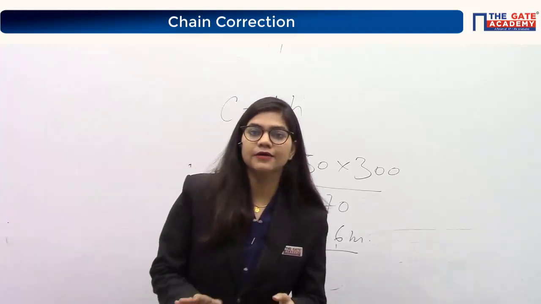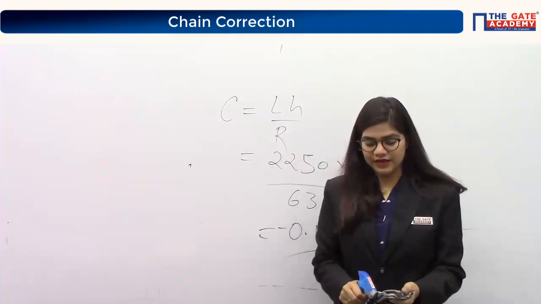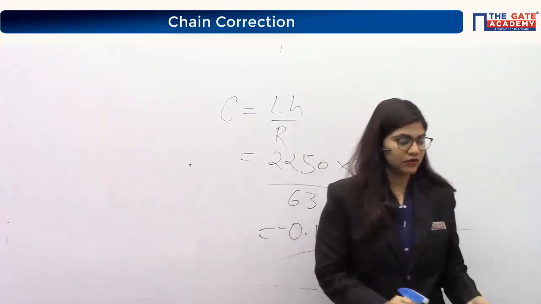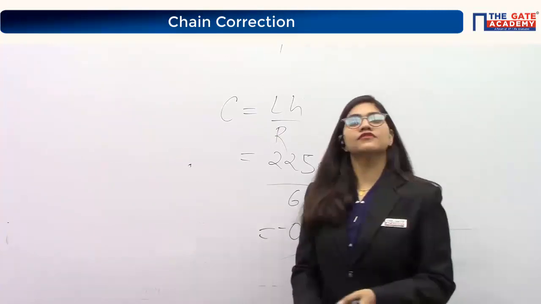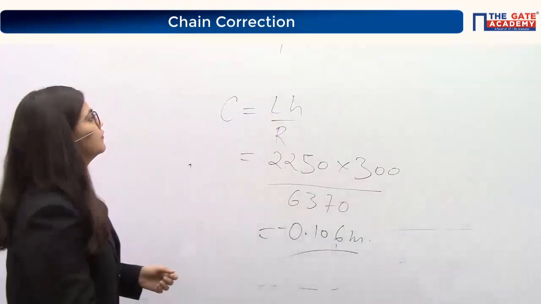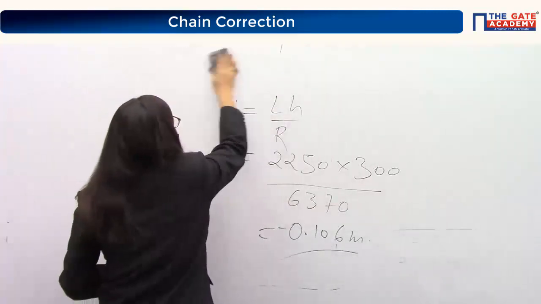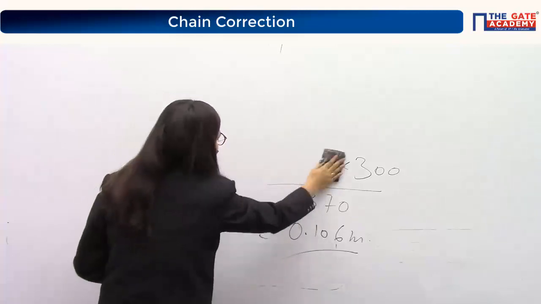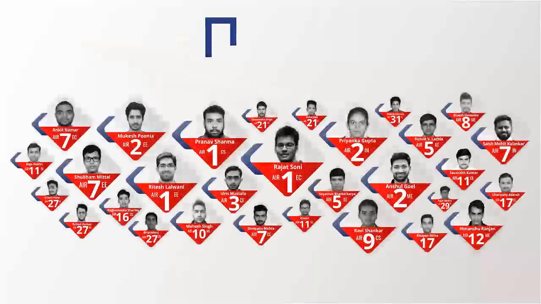This is done here. Now we'll start with our compass survey. Okay, so till now we were measuring the length. Now we will measure the angle or the direction of survey line.